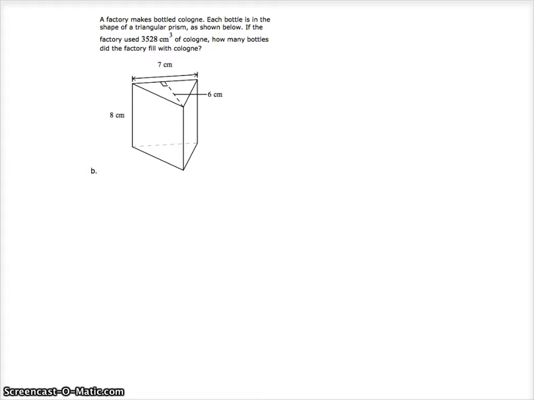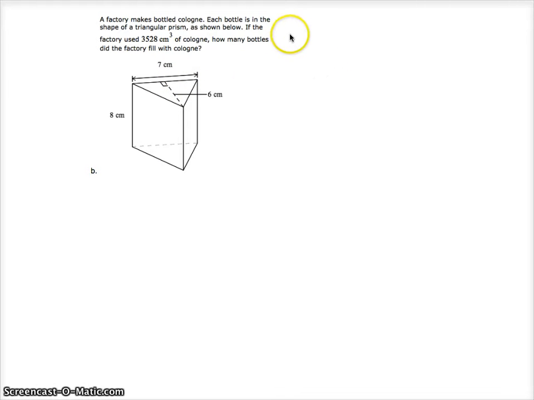In part B, it says a factory is making bottled cologne. Each bottle is the shape of a triangular prism as shown below. If the factory used 3,528 cubic centimeters of cologne, how many bottles did the factory fill? Well, I want to find out how many. First, I need to figure out how much one bottle fills.